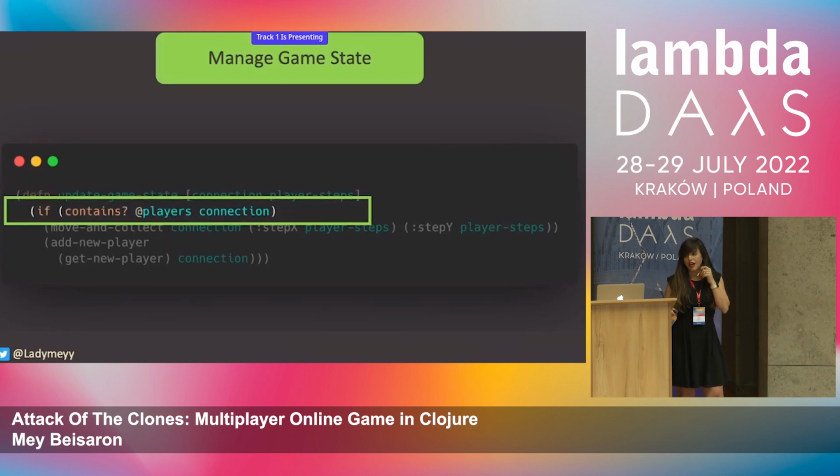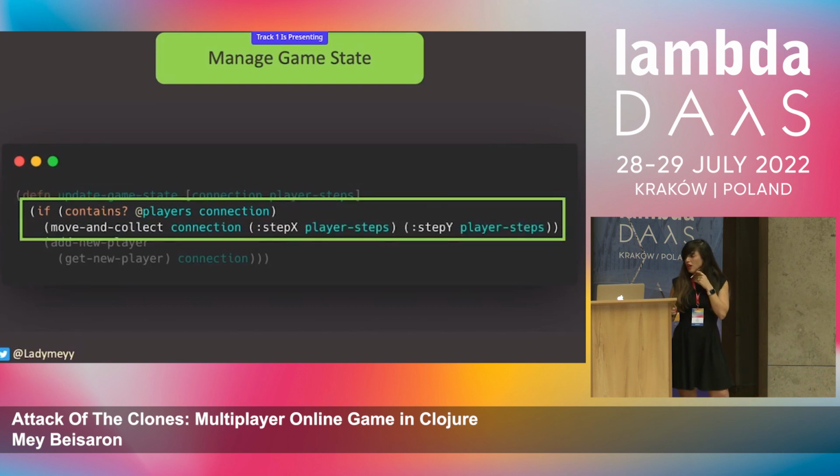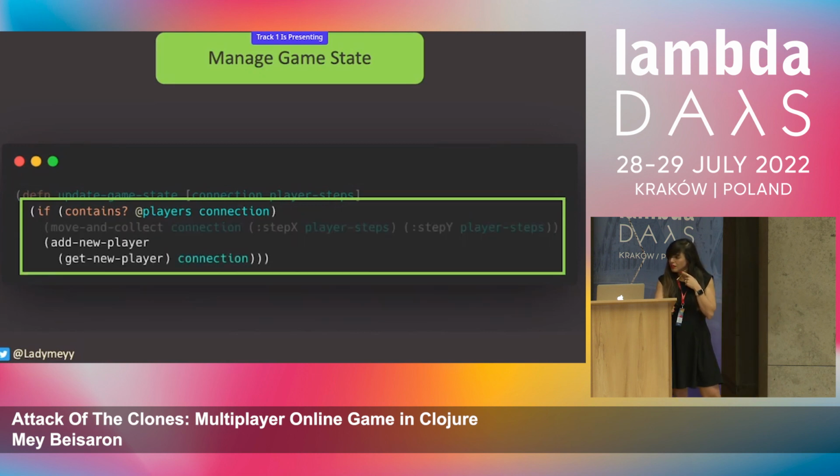Then what I do is I check if this connection already exists in the player's collection. And if it exists, it means that it's a client that has already joined the game. So if it's a player that already exists, what I want to do is to call the function that is called move and collect, which does exactly what it says. It handles the movement of the player and the collection of the collectible items. So then, if the player doesn't exist in the player's collection, what I want to do is to add a new player. So let's jump into those functions.